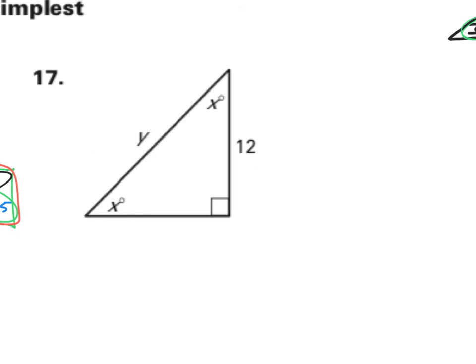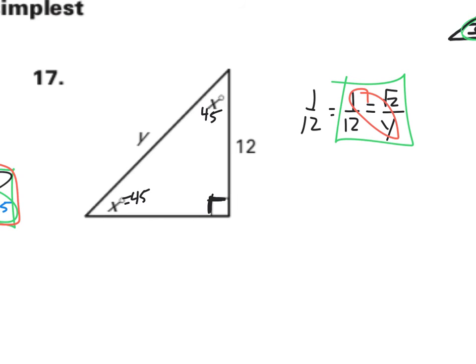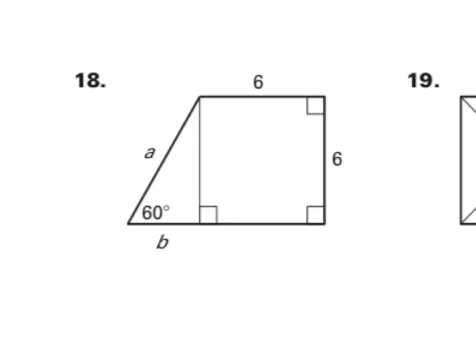Number 17. Again, we've seen this type of setup before. These have to be 45 degrees because they're congruent. And we have a 90-degree angle down here, making them have to be 45 degrees each. Okay, so 1, 1, square root of 2, we have 12, 12, and y. Cross multiplying, 1 times y is going to equal 12 times the square root of 2. And there we go.